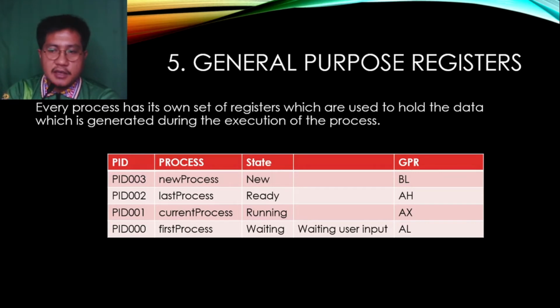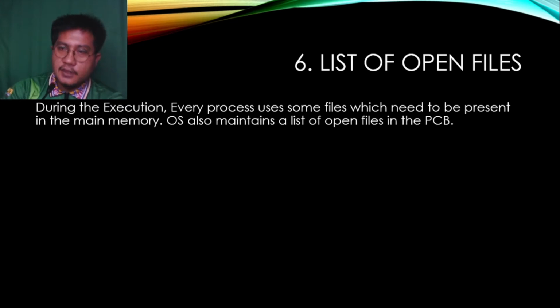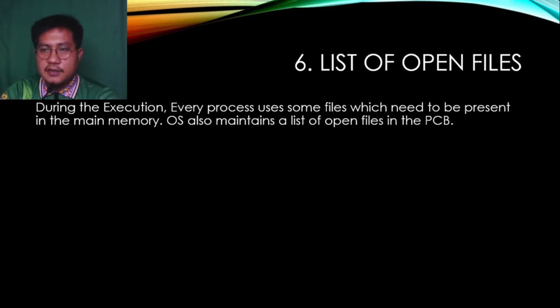So these BL, EH, EX, or EL are specific locations in your machine, in your cache, or in your central processing unit. We call these four general purpose registers. Then we have the list of open files. During the execution, every process uses some files which need to be present in the main memory. So the OS also maintains a list of open files in the PCB.